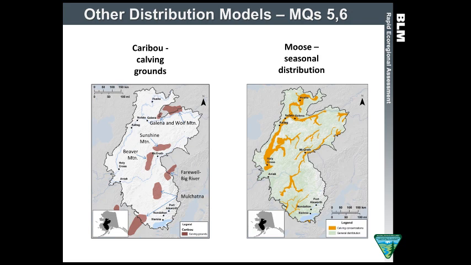Other distribution models that we created were pretty coarse scale, but were based on the best available information. We mapped the distribution of caribou calving grounds. These are just these large blobs because these areas are kind of a moving target. And this is largely based on talking with biologists from each of the regional offices throughout the REA. And then we also modeled the seasonal distribution of moose I showed you yesterday. The wintering distribution, this is their calving distribution. As you can see, it closely follows the floodplain.